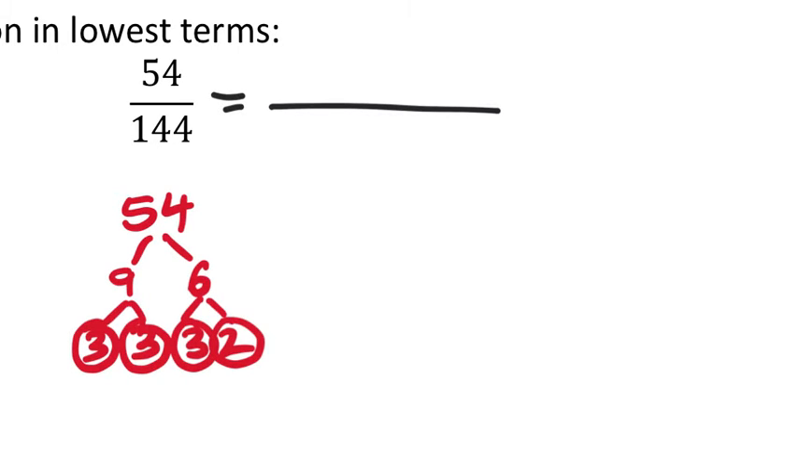Okay, so instead of writing 54 as 54, I'm going to write it as a product of its prime factors, which I just found in red there, which is 3 times 3 times 3 times 2. This is still 54. It's just written in a different way. That's all. It's written in a way that I want it.